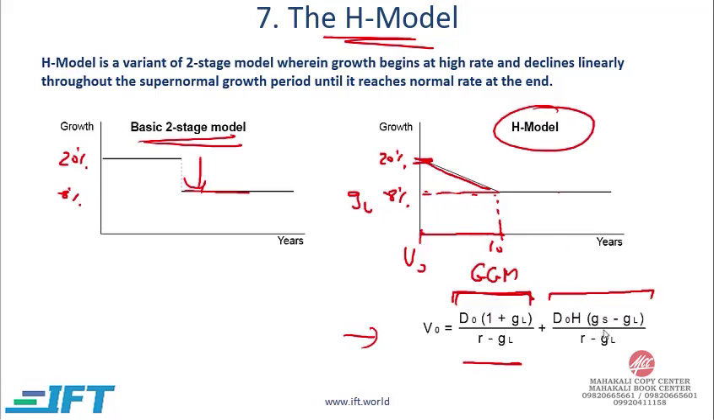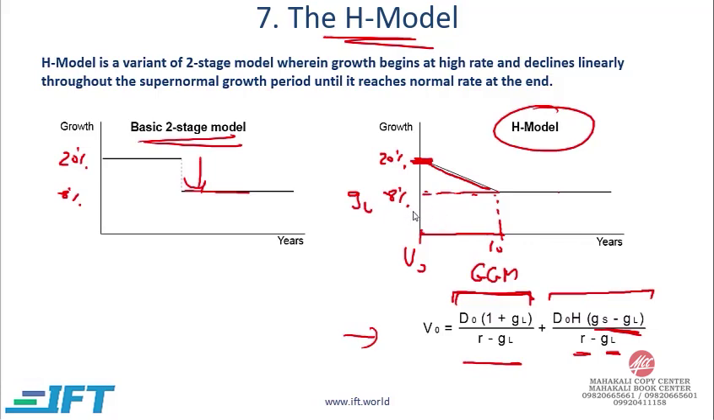And then GS minus GL. GS stands for the growth rate in the short term. So it is actually the initial high growth rate of 20%. Minus GL is the number from before, which is 8%, over R, which is our required rate of return, and GL, which is our long-term growth rate, 8% in our example.